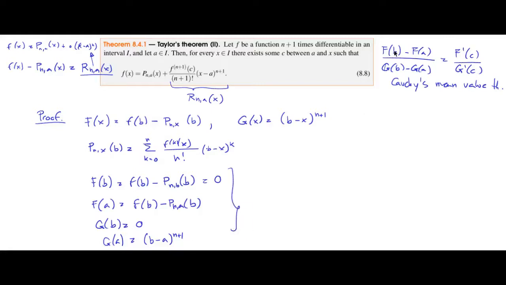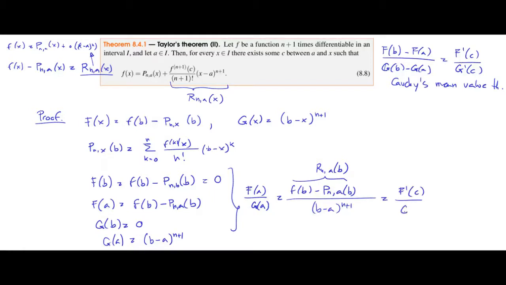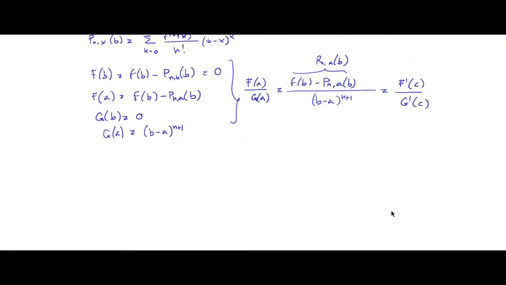Now we have 0 minus F at a divided by 0 minus G at a is equal to F at a divided by G at a, which is f at b minus p_n,a at b. Again, this is the remainder of our polynomial at b, which is what we want to evaluate, divided by (b minus a) to the n plus 1. And this is going to be equal to the derivative of F at c and the derivative of G at c. Okay, now let's compute the two derivatives.